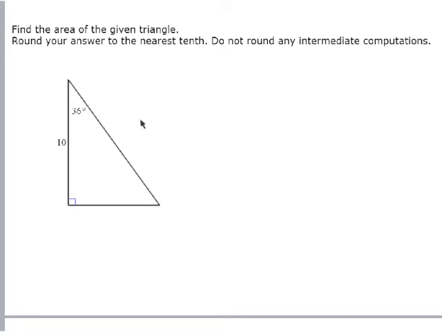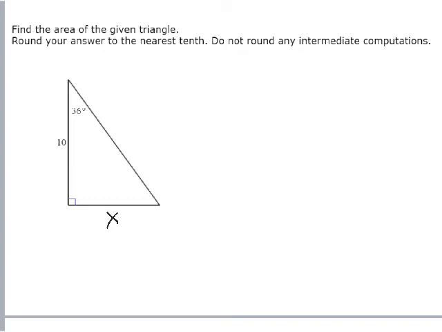So we want to find the area of this triangle. Well, we have the height. Don't we need the base? Because area is base times height divided by 2. So to find the base, let's call that base x. And to do that, I need that x.